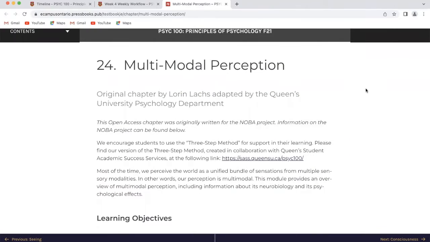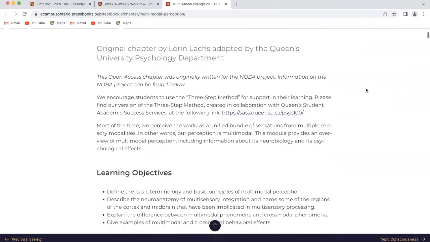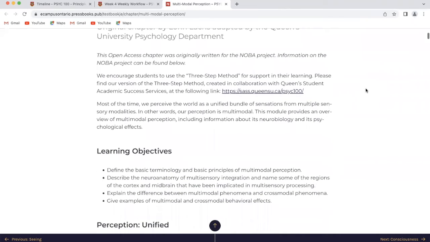Today we are on chapter 24, Multimodal Perception, in my journey through Psych-100 at Queen's University. So let's get started. Most of the time, we perceive the world as a unified bundle of sensations from multiple sensory modalities. In other words, our perception is multimodal. This module provides an overview of multimodal perception, including information about its neurobiology and its psychological effects.